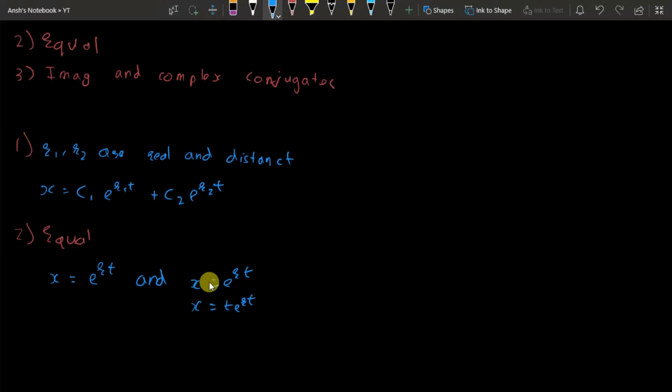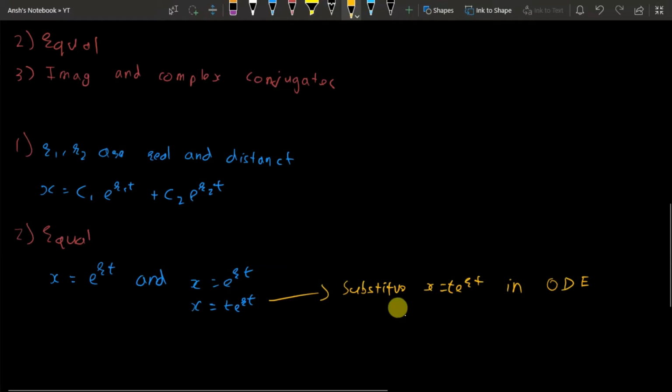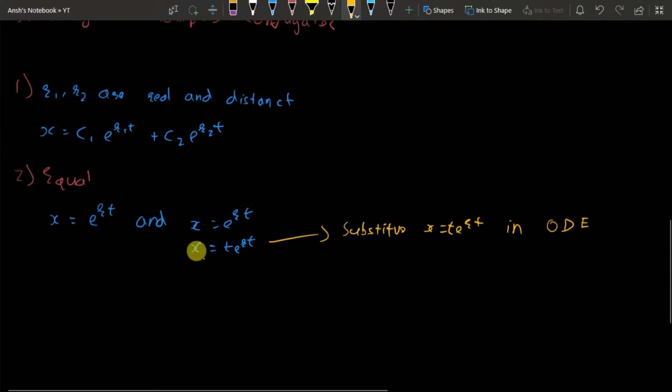So how do we know that this is a solution of the equation? If you want to know that, you can substitute x equal to t e raised to rt in our differential equation. You can prove that it will be a solution of the differential equation if x equal to e raised to rt is a solution of the equation. We won't go into the proof of this, but you can accept that the second solution will be t e raised to rt.